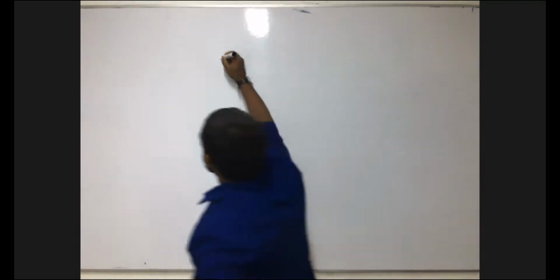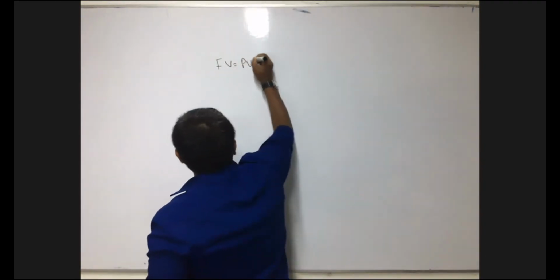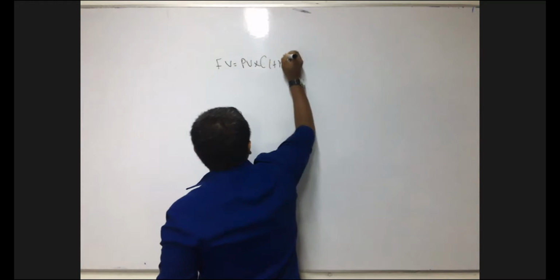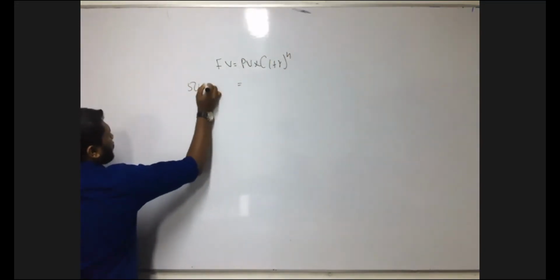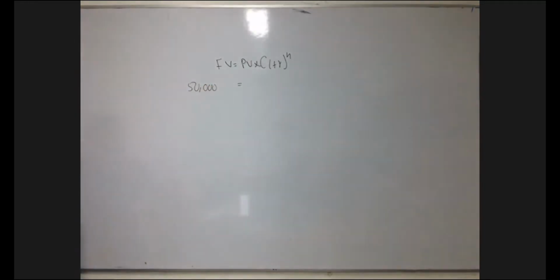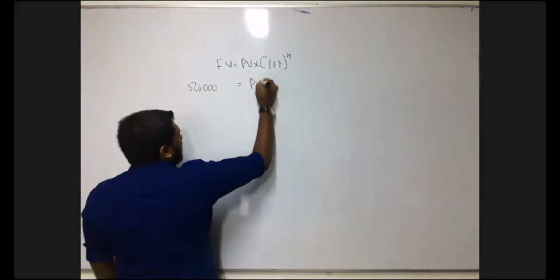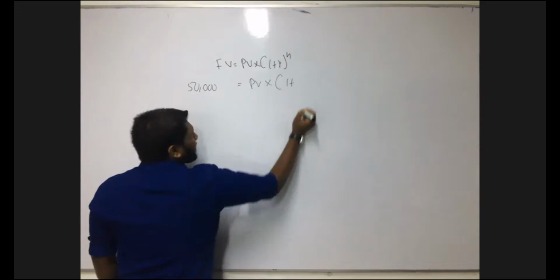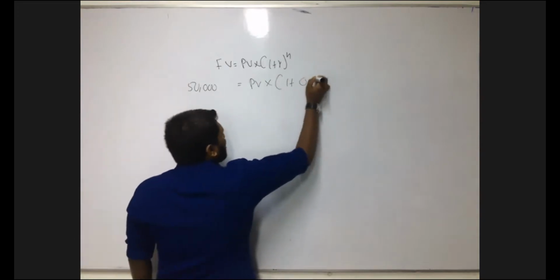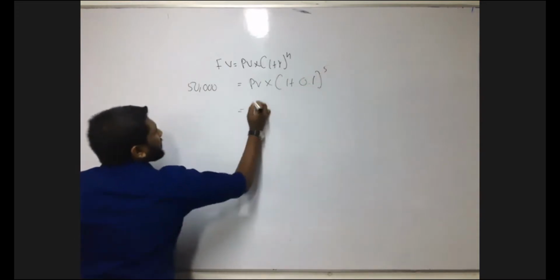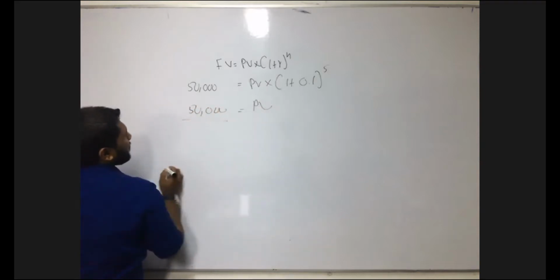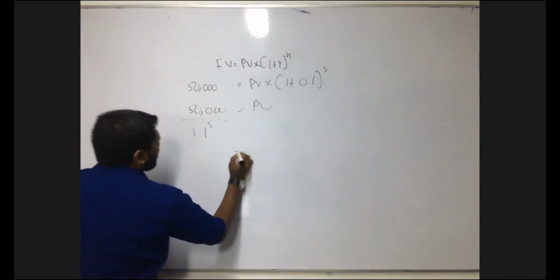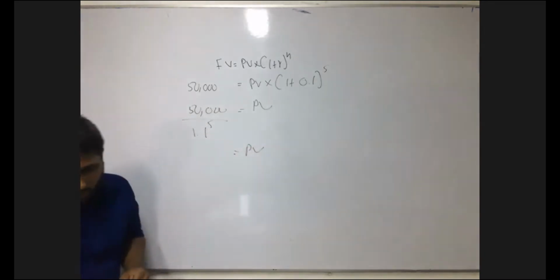Future value equals present value into 1 plus r to the power n. Future value they have given: Mr. A expects to get 50,000 US dollars in another 5 years' time. Present value you don't know. 1 plus r is how much? r is 0.1, to the power 5. Then present value is equal to 50,000 divided by 1.1 to the power 5. Then present value is equal to how much, guys?